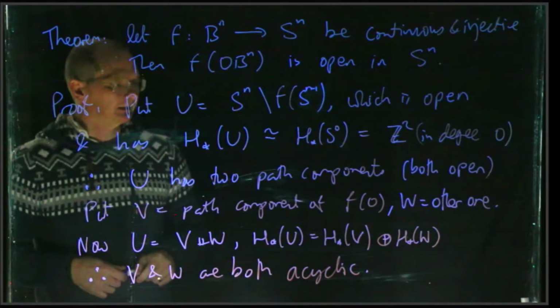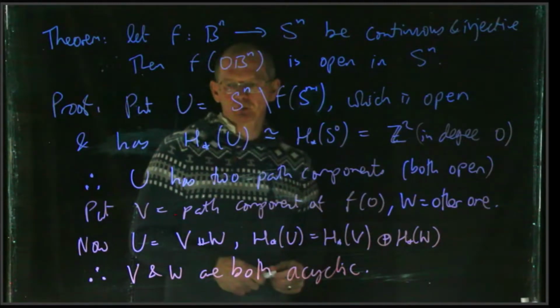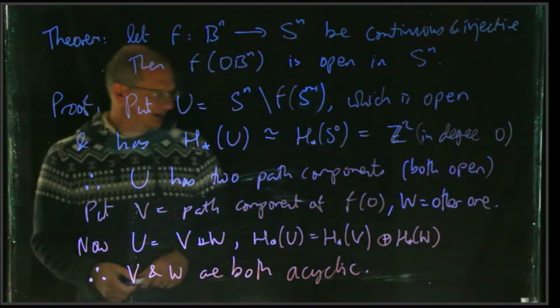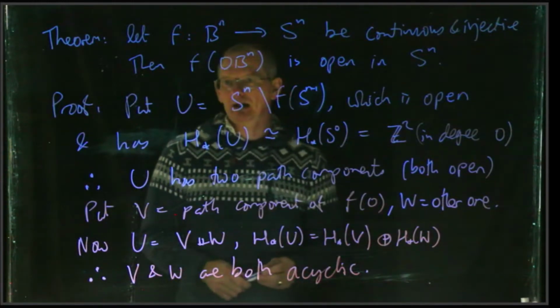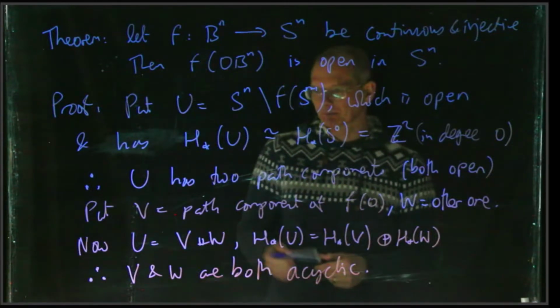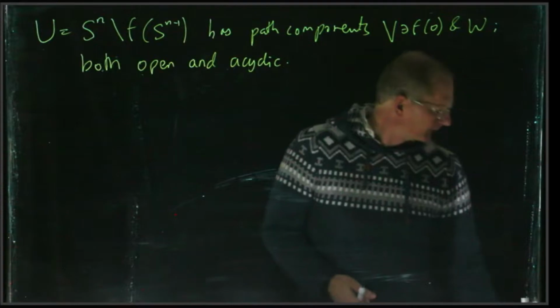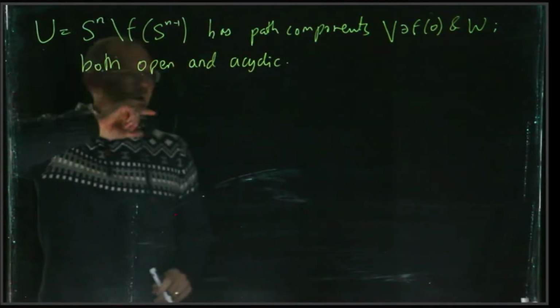Okay, so that's our first step. Second step is going to be to divide U into two connected sets in a different way. We call them V prime and W prime, and then we have to show that V prime and W prime are actually the same as V and W.